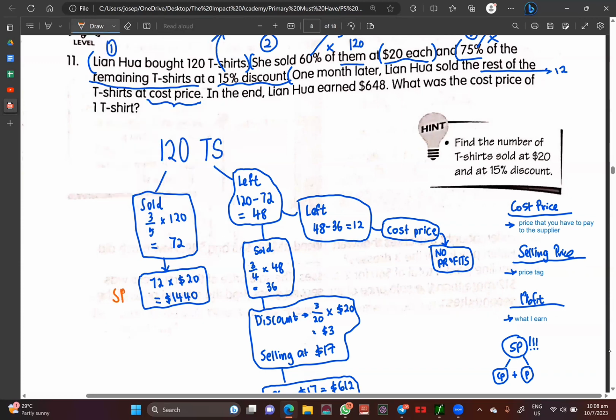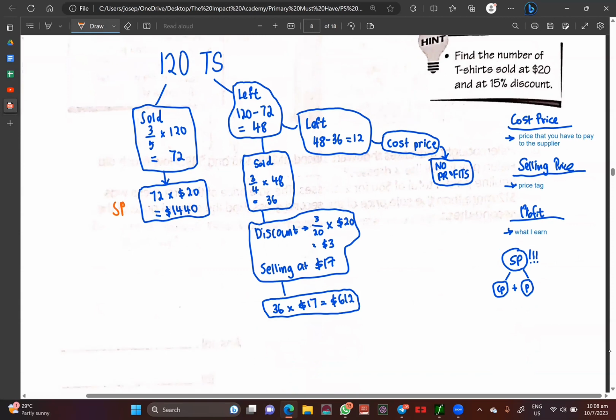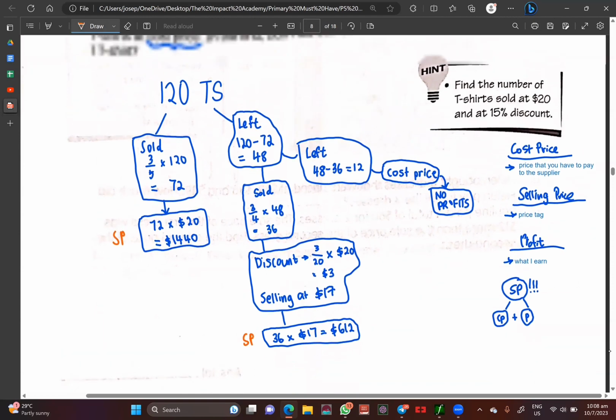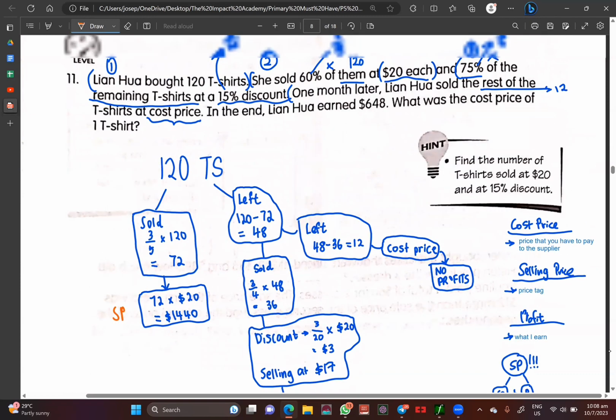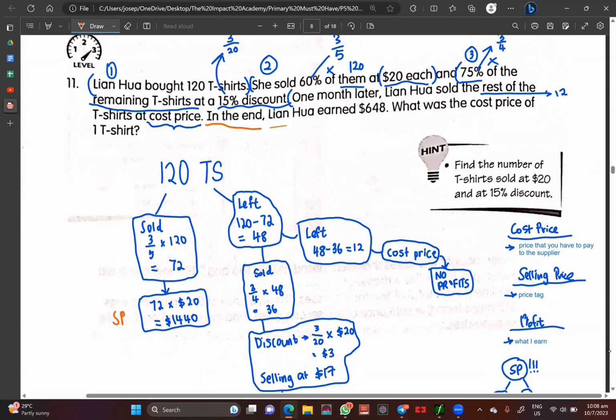Let me just highlight a few parts. This is what we call the selling price, and this is what we call the cost price. So what happens next is in sentence number 5, it says that in the end, Lianhua earned $648. What is this $648? This is the profit. How do I know? Because of the word earned. Earned is always associated to the word profit.